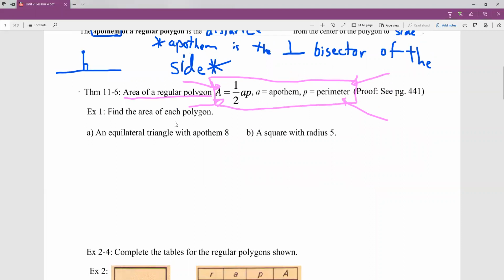All right, so we're going to find the area of each of these polygons. We're going to do a couple of examples to test out this new formula. Find the area of each polygon. The first one is an equilateral triangle with an apothem of 8. So I'm going to draw it. Wow, perfect equilateral triangle. I'm going to draw the center of it, and I'm going to draw the apothem here. It's got an apothem of 8. Now what? For these types of problems, you're always going to have to draw some lines. You're going to have to construct different radii and apothems and whatever you need in order to figure out the apothem and the perimeter.